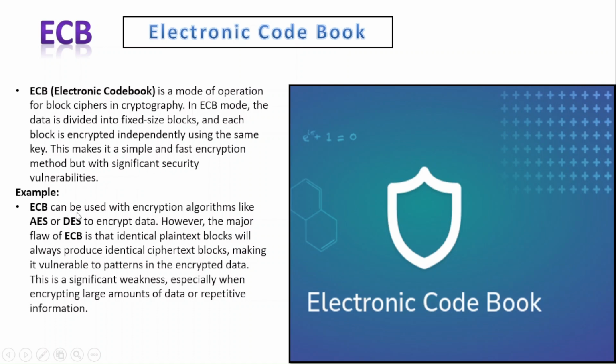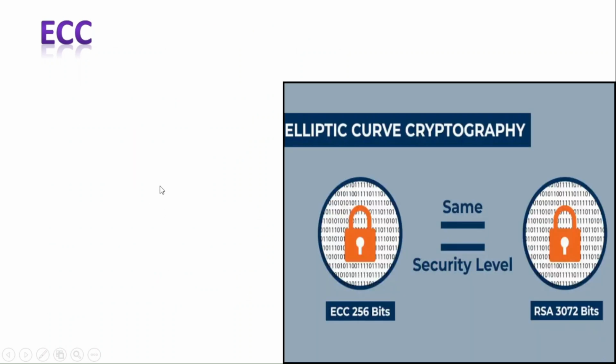Example: ECB can be used with encryption algorithms like AES or DES to encrypt data. However, the major flaw of ECB is that identical plain text blocks will always produce identical ciphertext blocks, making it vulnerable to patterns in the encrypted data. This is a significant weakness, especially when encrypting large amounts of data or repetitive information.